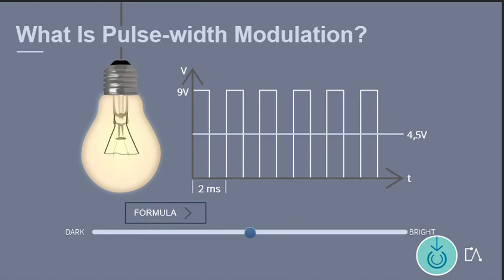The average voltage and the brightness of the light bulb depend on the pulse width. In other words, pulse width modulation is the fast on and off turning of a signal within a given time.